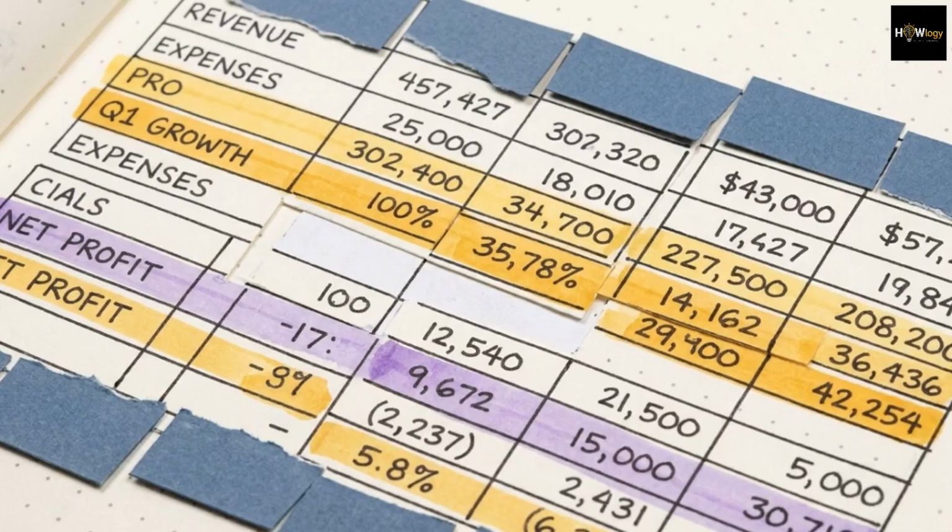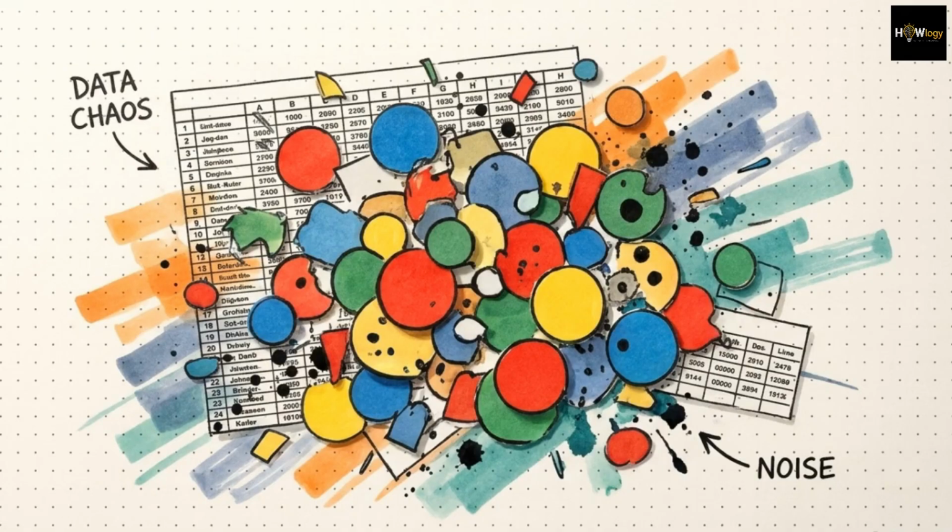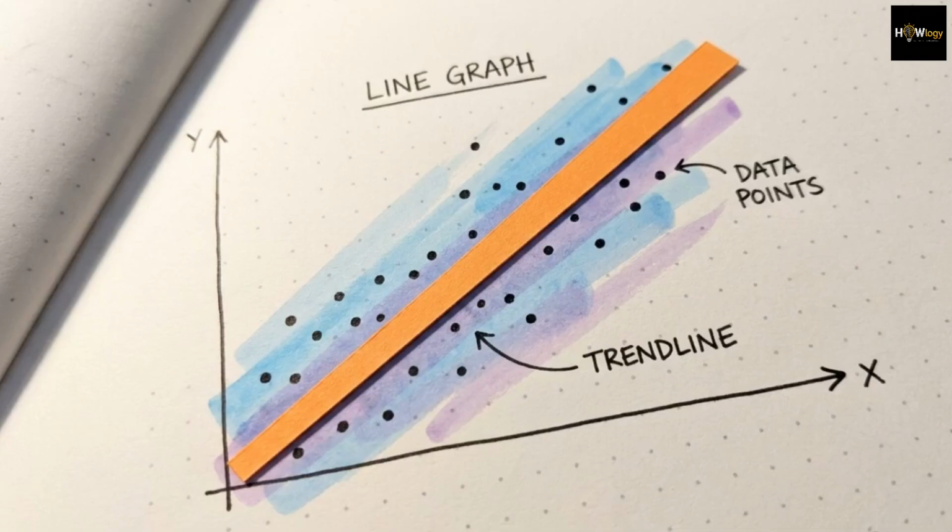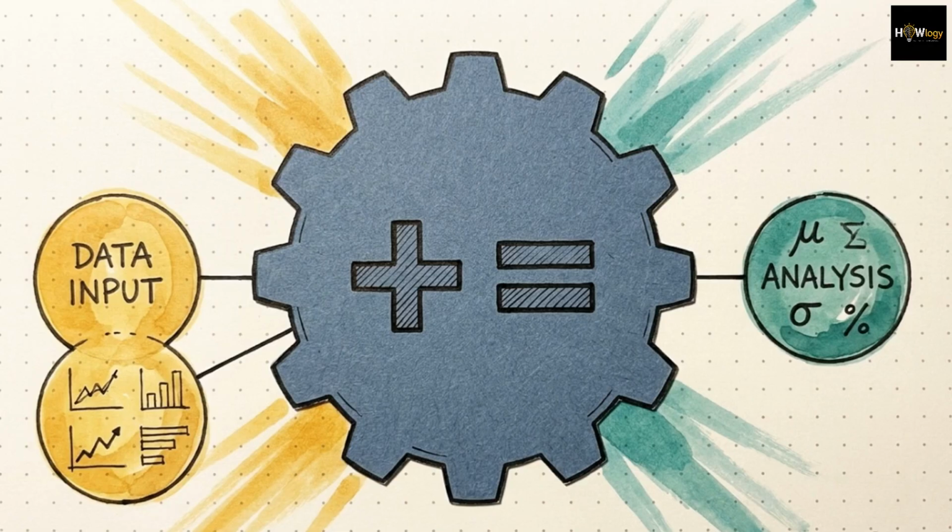We collect mountains of historical spreadsheet data trying to find the answers to these questions. But to the human eye, raw numbers scattered across rows and columns just look like chaotic noise. To make sense of it, statisticians use a tool called Simple Linear Regression Analysis. It operates as the statistical engine driving modern business and science.